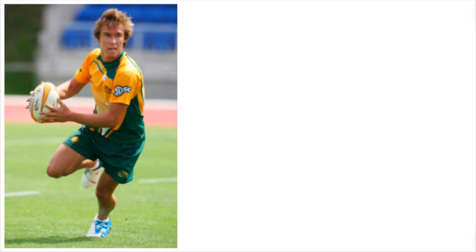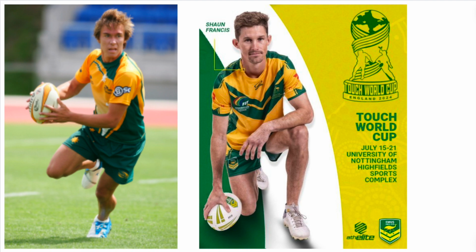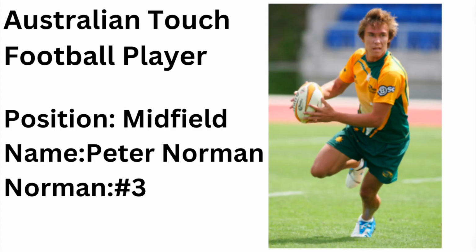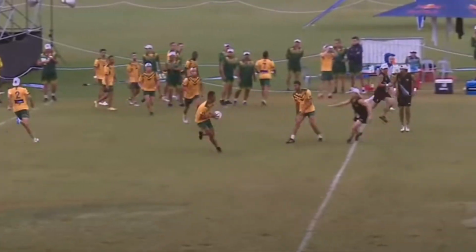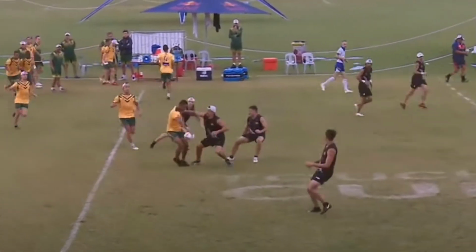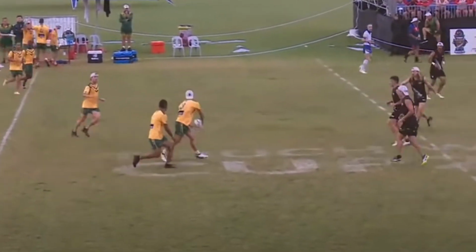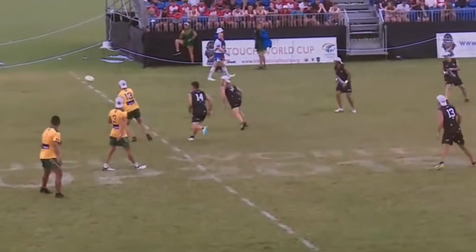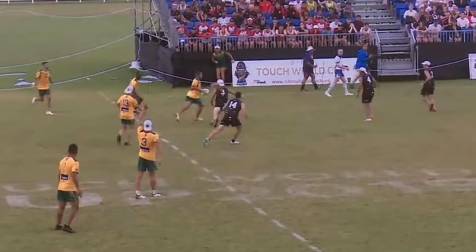I will be analyzing the energy system contribution of an elite mid and wing player in touch football and comparing the contributions of amateur players within our PE class. Peter Norman is a midfielder that plays in the Australian touch football team. The midfielder position is a high energy position that requires a lot of running and high intensity physical exertion. This requires athletes that play the midfield position to be able to perform high intensity bursts over a long period of time.